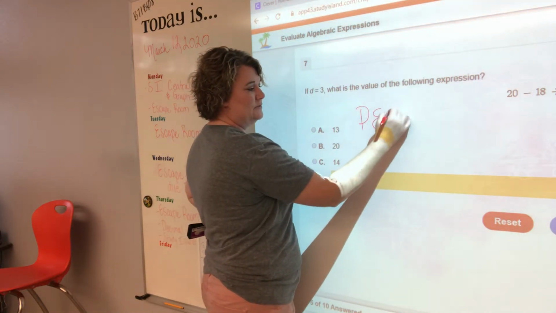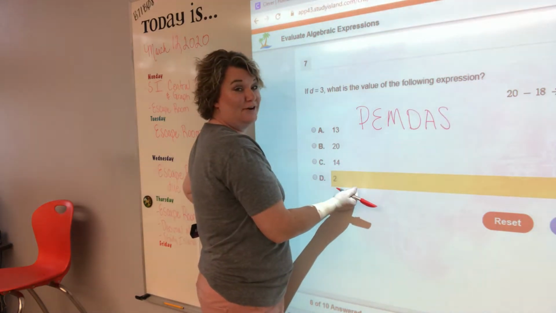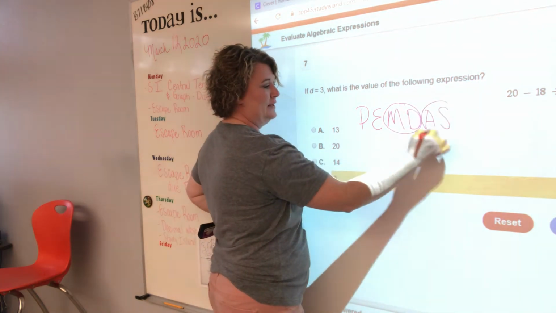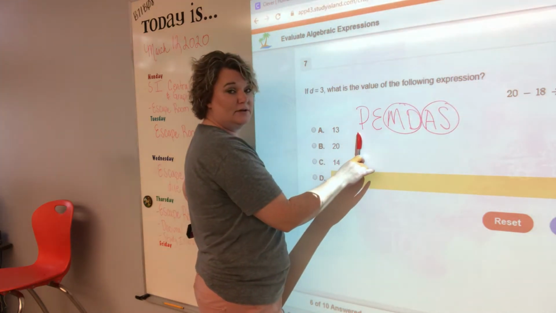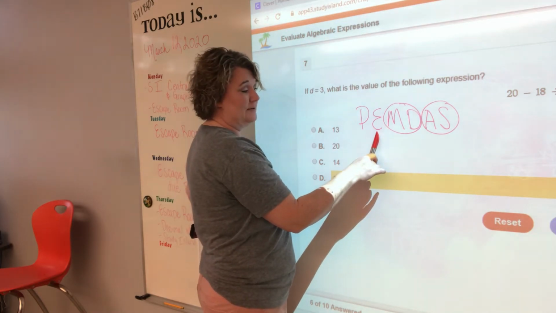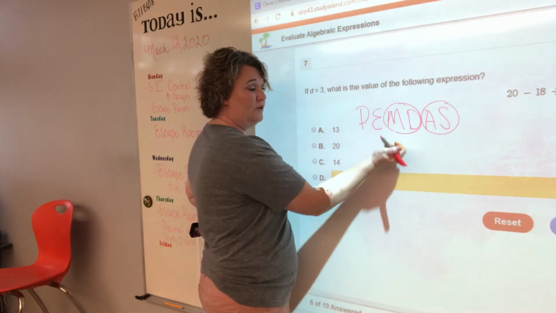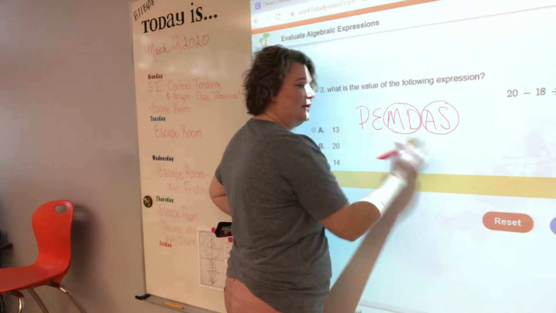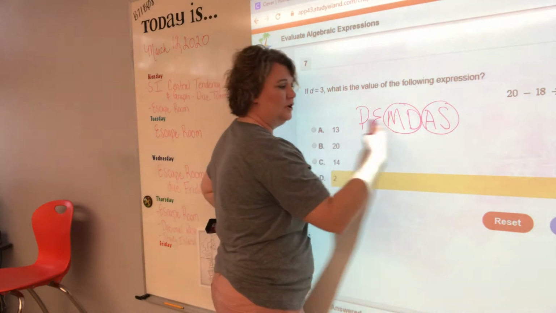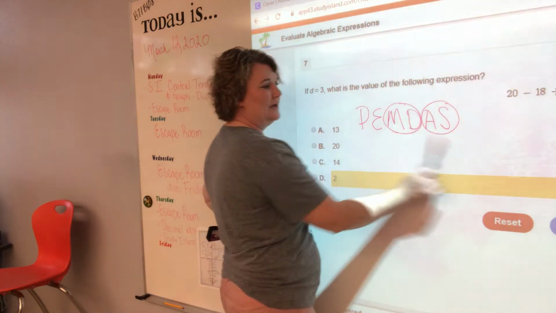Please excuse my dear Aunt Sally. Do you remember that order? It's been a while, hasn't it? And don't forget, these are like the same family and these are the same family. So P stood for parentheses, E stood for exponents, which we hardly ever see, but sometimes we do. M and D is multiplication and division. And remember, if you have both of those, you work left to right. And A and S is addition and subtraction. Same deal. If you have both of those, you work left to right. So let's see. Do I have any parentheses? Nope. Do I have any exponents?